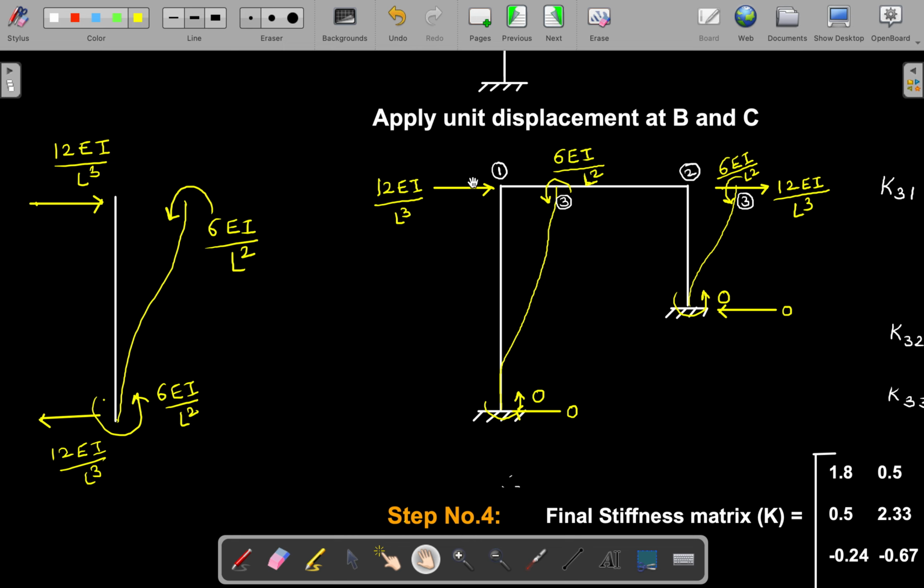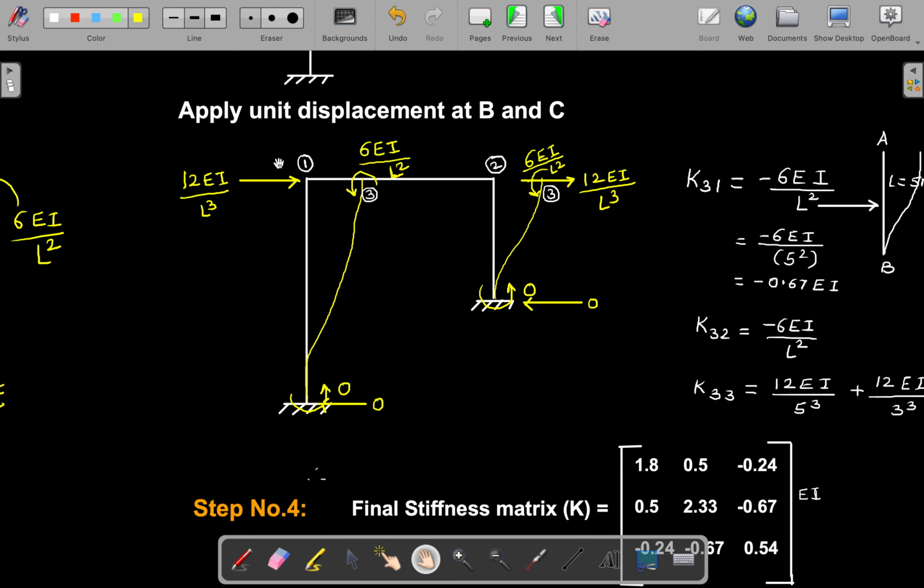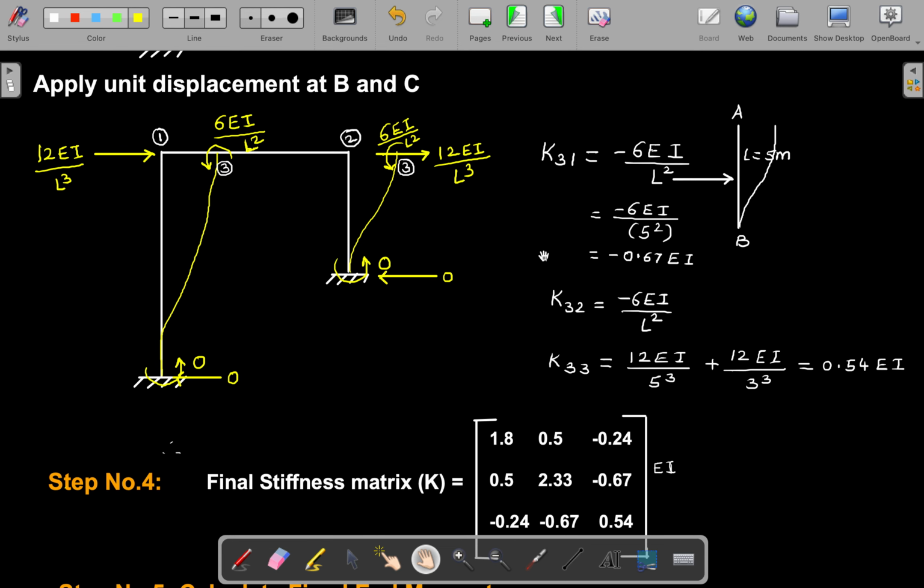Okay, so this is what we have drawn here. Because of fixity, we have made it 0. The same applies for both cases, and L is always the length of the vertical member, right? Those are getting displaced, so that's why those lengths we have to take.